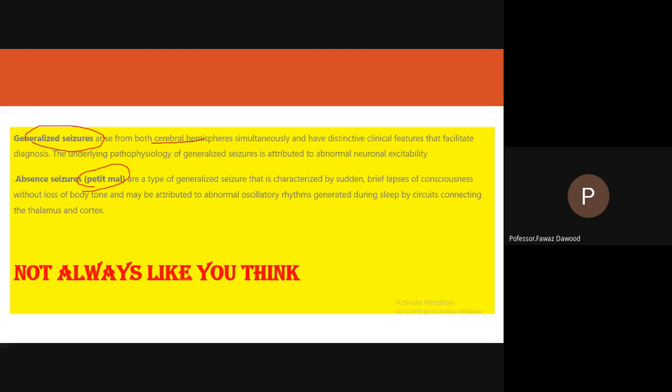هو generalized seizures characterized by sudden brief lapses of consciousness. يعني patient suddenly he is going to lose his consciousness, but without loss of body tone. And sometimes it may occur during sleeping, and here it usually affects the circuit connecting the thalamus and the cortex. Other petit mal is very important. This type of seizures is not associated with the loss of body tone.